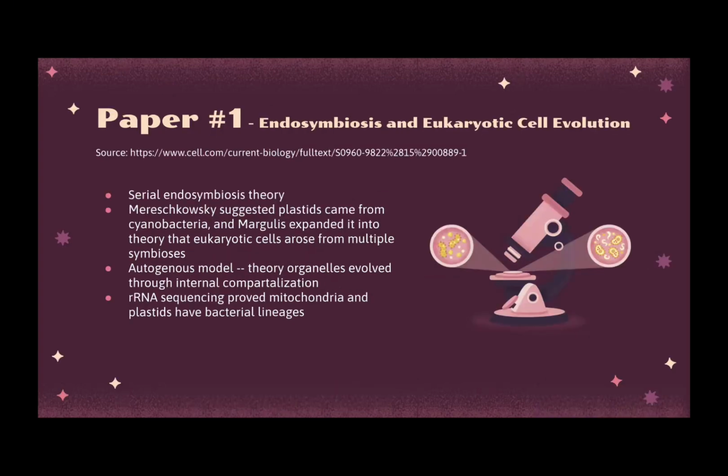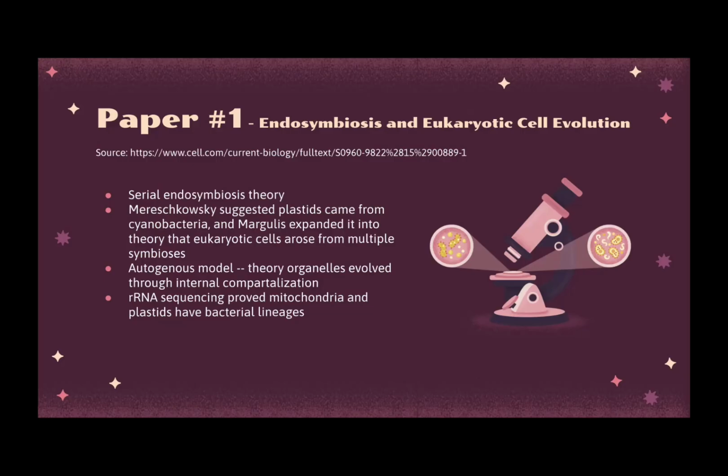So the first paper that we read is called Endosymbiosis and Eukaryotic Cell Evolution. This one introduces serial symbiosis theory, and it gives the background of endosymbiosis. There are basically two competing theories. One is serial symbiosis theory, which is the one that we're familiar with, that eukaryotic cells arose from multiple symbioses. And there was a competing one called the autogenous model.